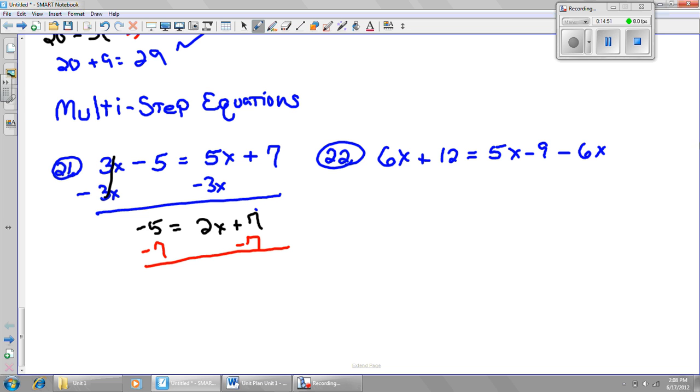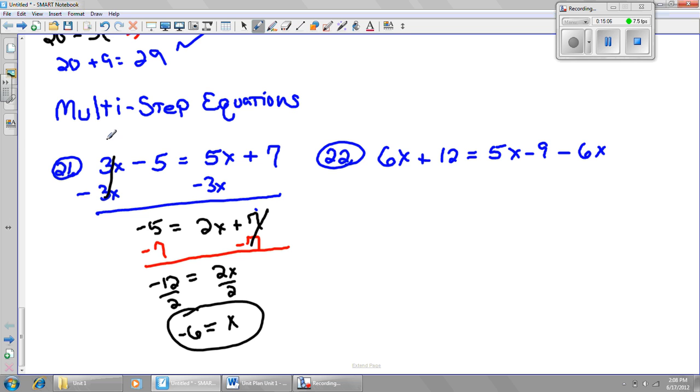And that will give me negative 12 equal to 2x. Those cancel, and now it's a one-step equation. Divide by 2. X will equal negative 6. And we could always check it.